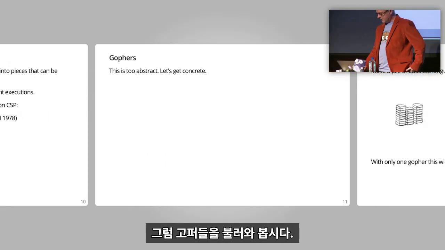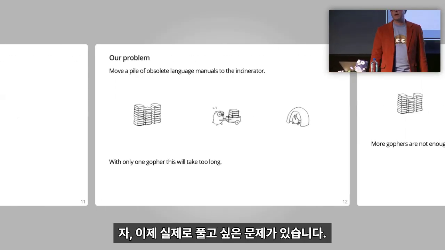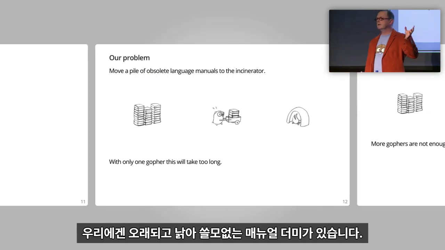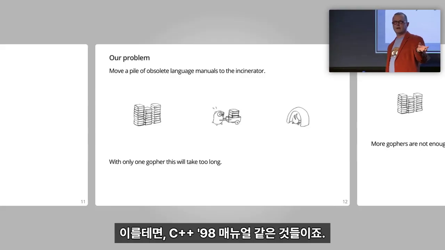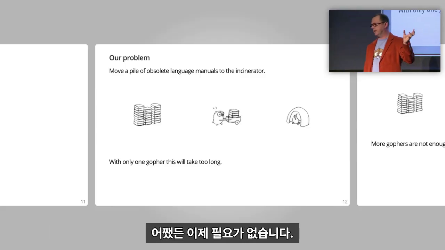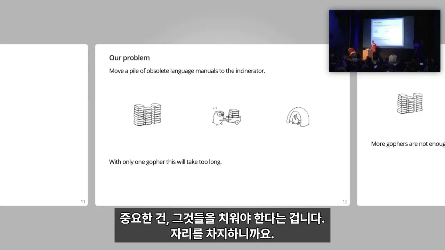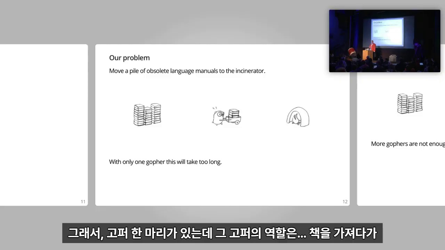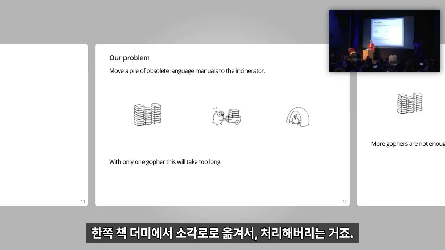So let's get some gophers going. Here's a real problem we want to solve, okay? We have a pile of ancient, obsolete manuals, say the C++ 98 manuals, now that C++ 11 is out. Or maybe it's the C++ 11 books and we don't need them anymore, whatever. The point is we got to get rid of them. They're taking up space. So we have a gopher whose job is to take the books from one pile and move them into the incinerator and get rid of them, okay?